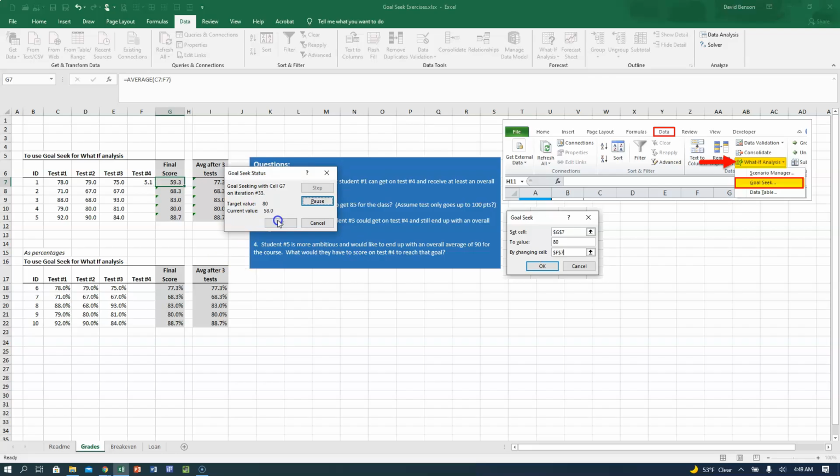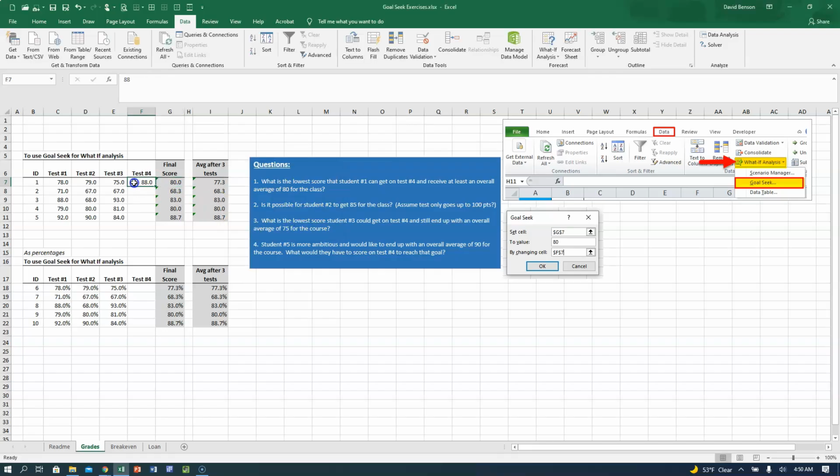What you're seeing is that it's actually iterating through 50 numbers right there. Because I started it out empty, because cell F7 was empty, it actually had to cycle through a whole bunch of stuff between 0 and 1 to see if anything between 0 and 1 would do it. It iterated a whole bunch of times, but it found that if this student got an 88 on test number 4, that would give them an overall score of 80 for the class.